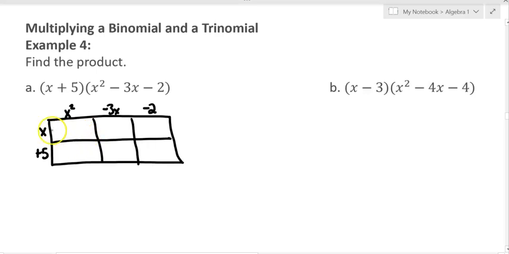Okay, so on this top left corner, you have x times x squared. That makes x cubed. And then I'm going to go straight across this row. X times negative 3x is negative 3x squared. X times negative 2 is negative 2x. 5 times x squared is 5x squared. So then this box is 5 times negative 3x, which is negative 15x. And then the bottom right corner is 5 times negative 2, which is negative 10. So I have x cubed.